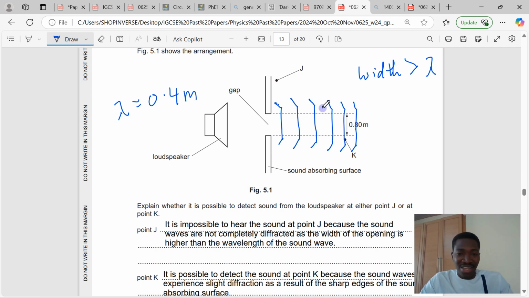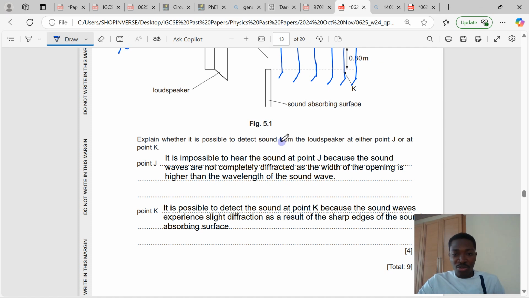The sound waves are slightly diffracted, but not completely diffracted, because the width of the opening is bigger than the wavelength of the wave. So that's what you have here. Explain whether it is possible to detect sound from the loudspeaker at either point J or K.